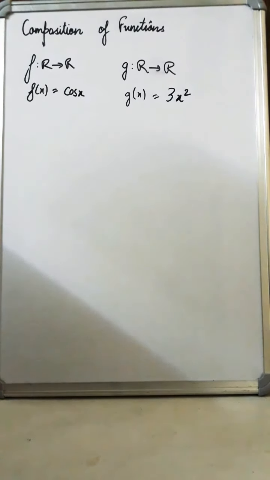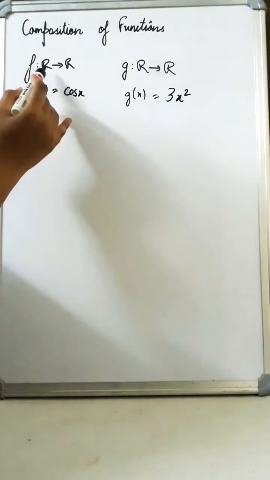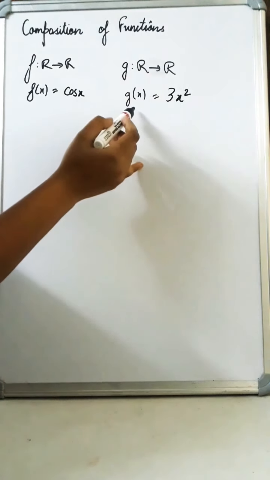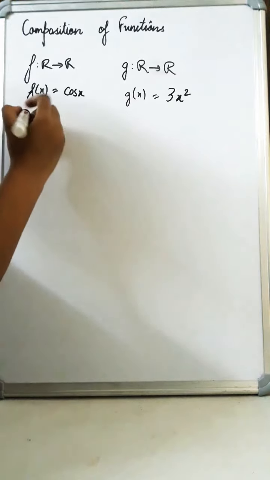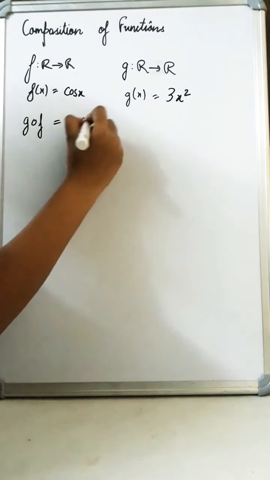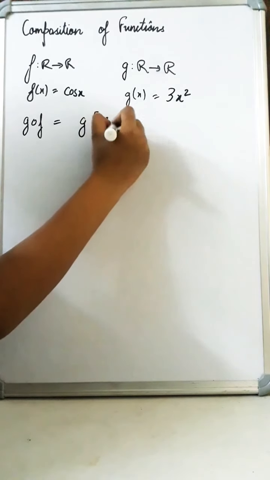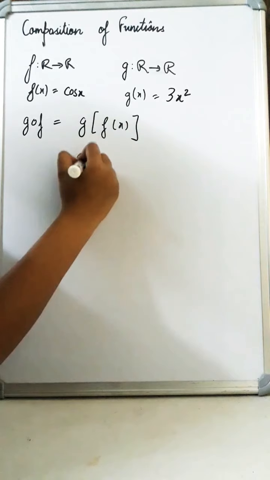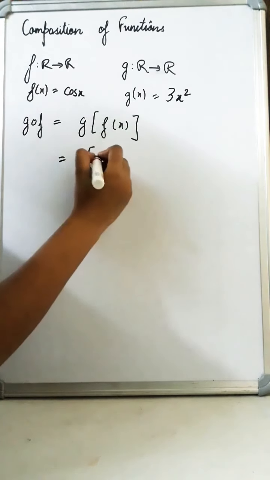Here we have two functions f and g. f is a mapping from R to R and f is given by cos x. g is a mapping from R to R and g is given by 3x square. Now if you have to find g of f, so let us see, your g of f is going to be g applied to function f of x. Alright, so what is your f of x? f of x is your cos x, right?